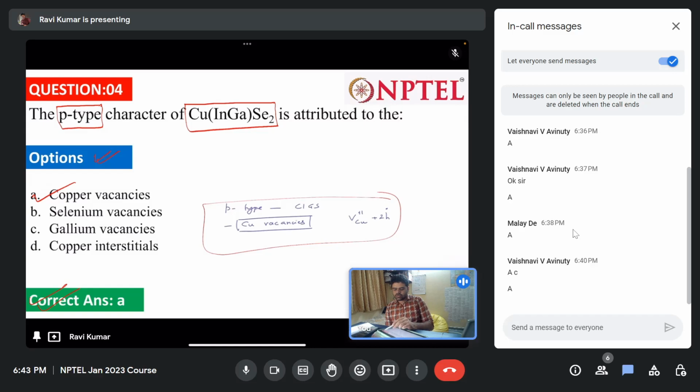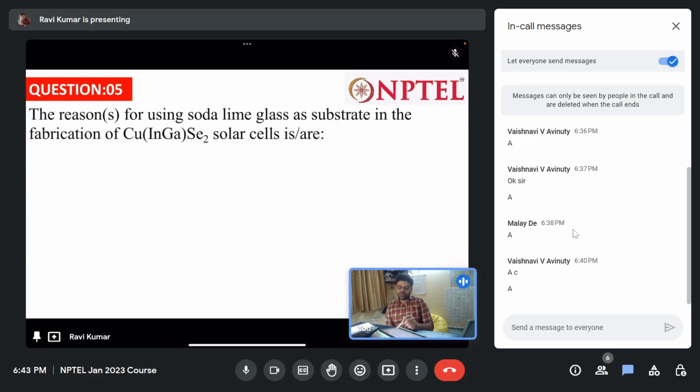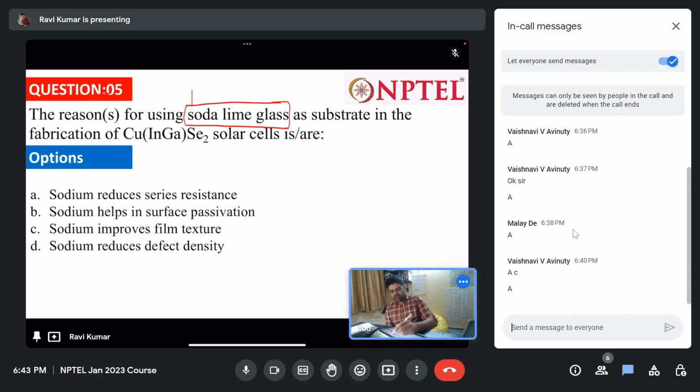Okay, so this is the next question, which says the reason for using soda lime glass as substrate in the fabrication of CIGS solar cells are. Do you know what is the role of this soda lime glass in a solar cell? Any solar cell, sorry, solar module. What is the role of soda lime glass in a solar module?